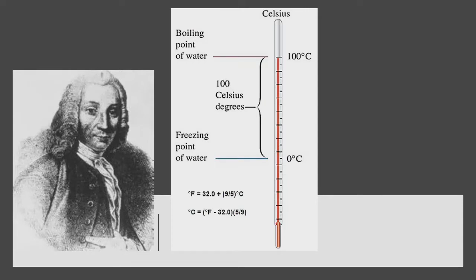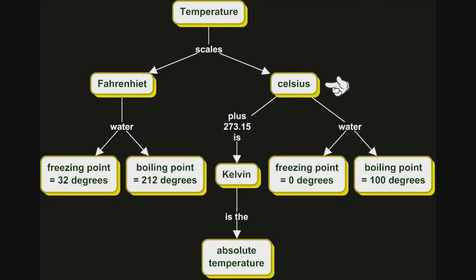The Celsius scale was developed by Anders Celsius. He invented the centigrade scale in 1743. In the Celsius scale, the freezing point of water is 0 degrees centigrade, while the boiling point of water is 100 degrees centigrade.